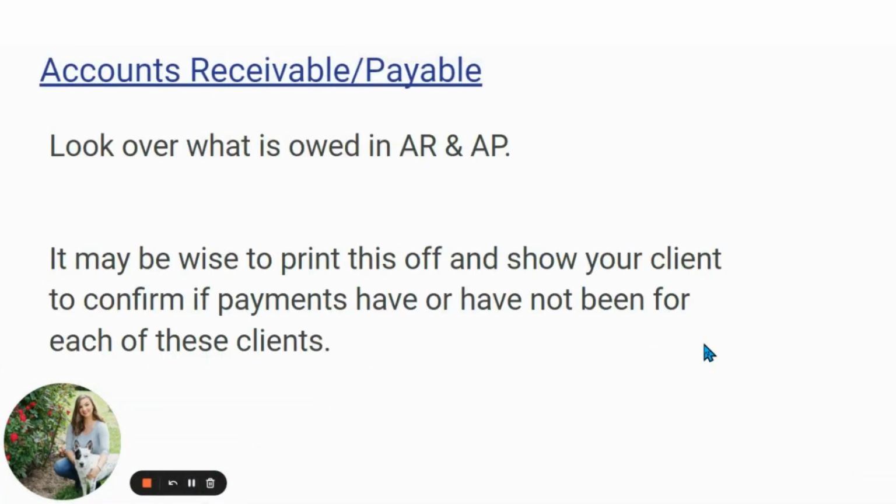All right, last one, accounts receivable and accounts payable. We already kind of talked about this a little bit as well, but we want to look over what is owed in accounts receivable and accounts payable. Accounts receivable, of course, being what is owed to you. Accounts payable is what you owe someone else.